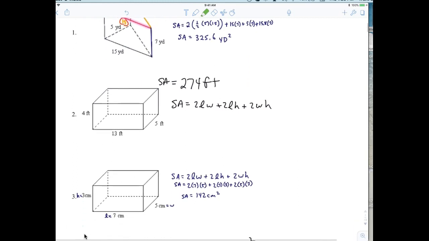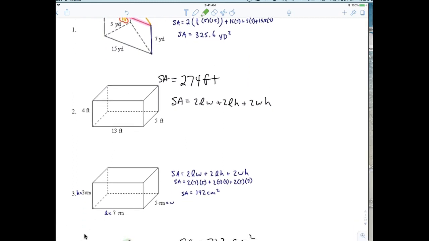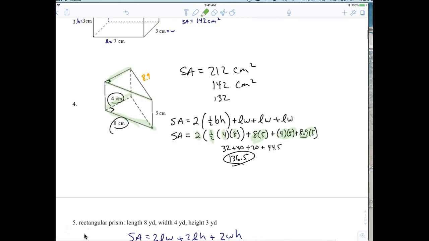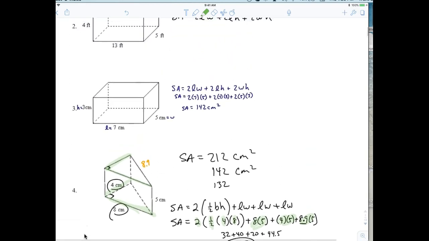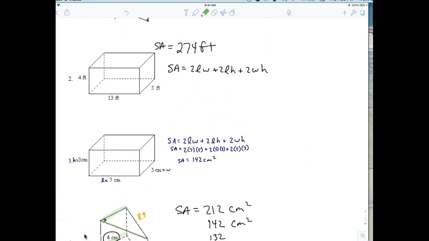All right. Now check yourself on number 2. 136.5. I got 209. That's what I got when I did it again. 274. Yay! That's what I got. Now again, for these, I really do think it's a good idea to label it L and then put a W and then put an H, and that way when you sub in, you'll be good.